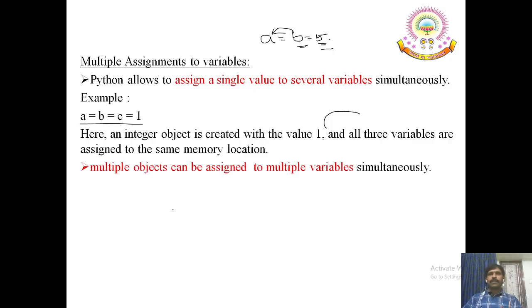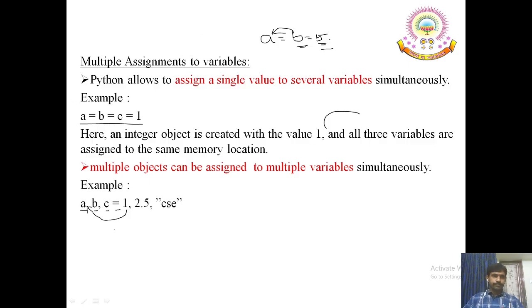Multiple objects can be assigned to multiple variables simultaneously. That means this is an extra feature added to Python. You can assign multiple values, even of different types, to multiple variables using a single statement like this. Look at this: A, B, C is equal to 1, 2.5, CSC. Here 1 is the constant assigned to A. In this case A is created as an integer variable.